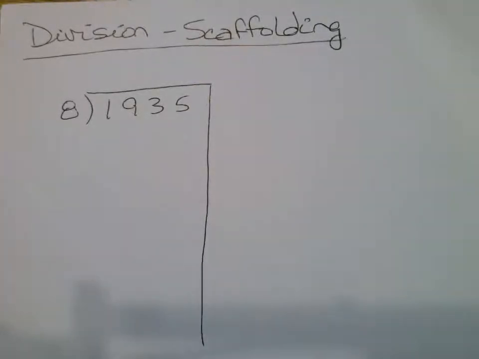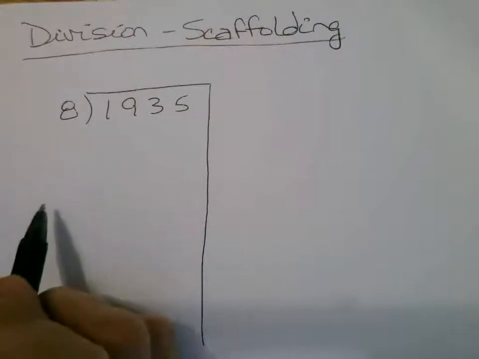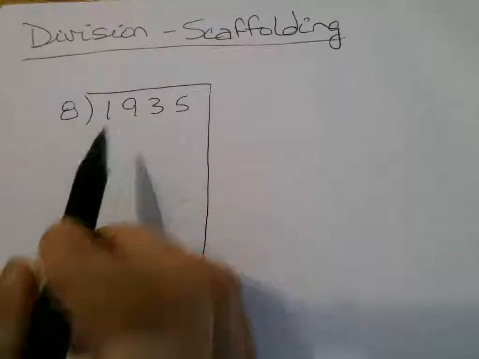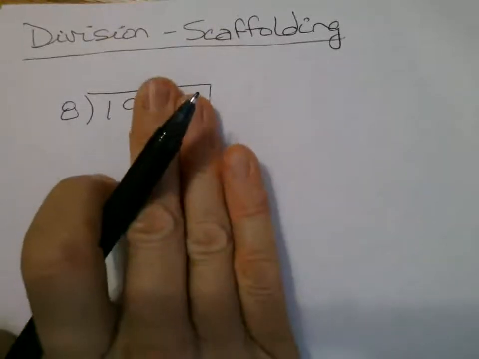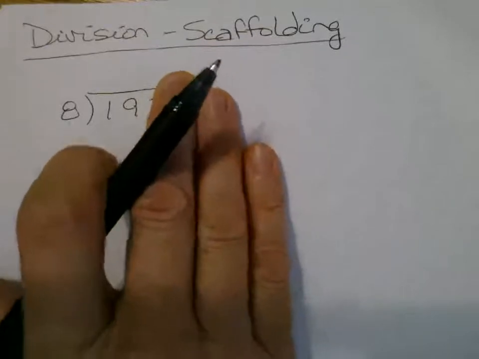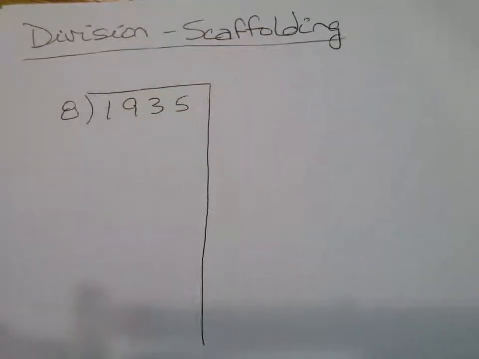Here's a look at division using the scaffolding algorithm, building my scaffold over here. This is really good for kids that don't quite 100% have hold of all the multiplication facts yet, so they're not necessarily quite sure how many times, say, 8 might go into 19. We're going to start like we would the standard algorithm and say, how many times will 8 go into 19? Well, I'm not really sure.